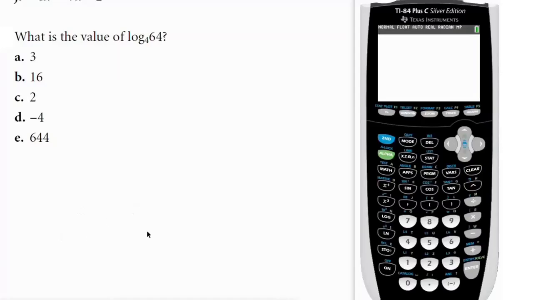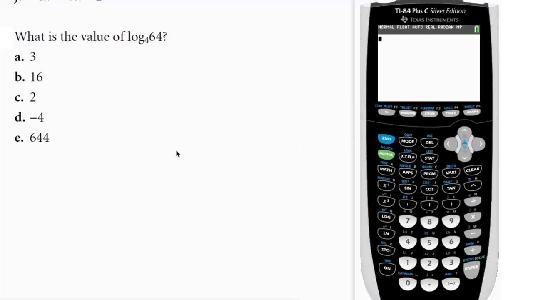In this video, we are going to learn how to solve this ACT maths question easily and fast using the TI-84 Plus scientific calculator. Now guys, this question is very simple. It says, what is the value of log base 4 of 64? Now, to solve this question, all you have to do is to locate the log function on this calculator.